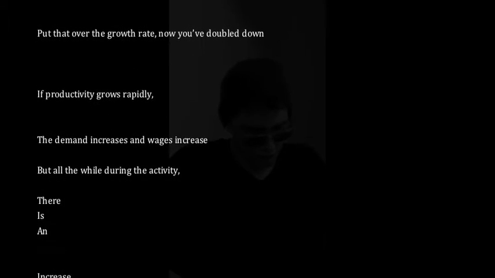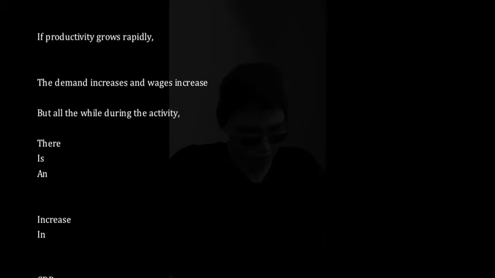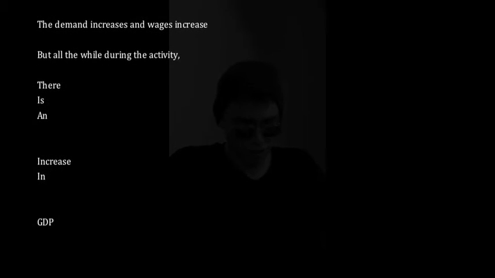You know, if productivity moves rapidly, the demand increases and wages increase. But although the activity bears an increase in GDP.